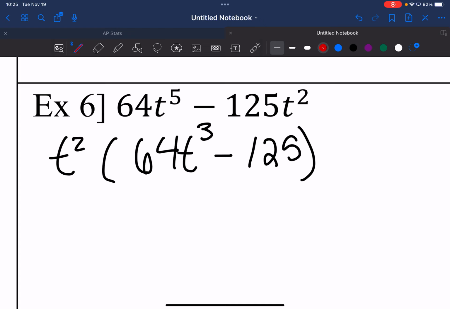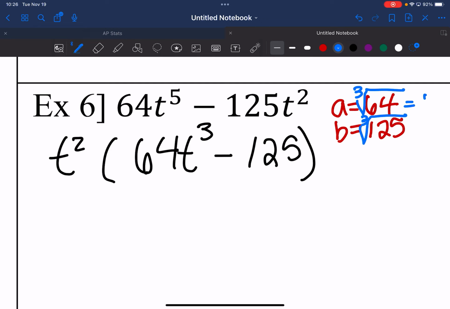Okay, so what's our a value? 64. And what is our b value? 125. What do we do to each one? Take the cube root. What's the cube root of 64? 4. What's the cube root of 125? 5. Because 5 times 5 is 25. 25 times 5 is 125.